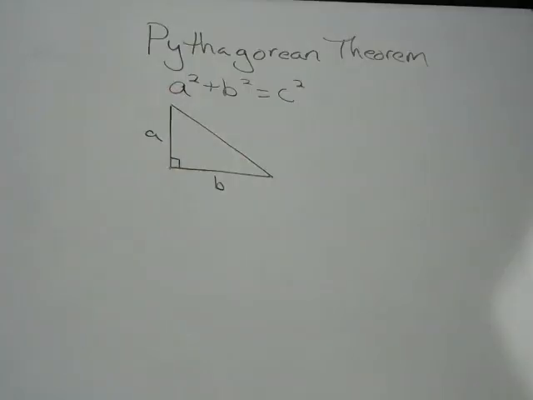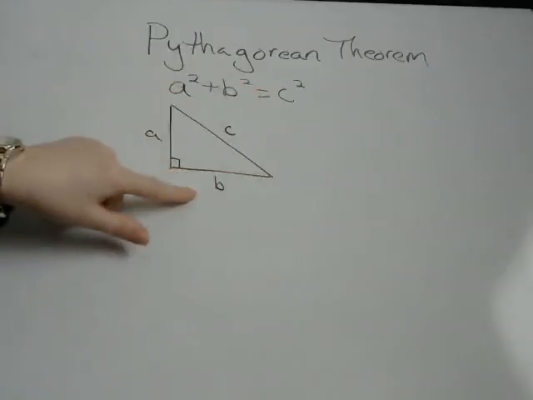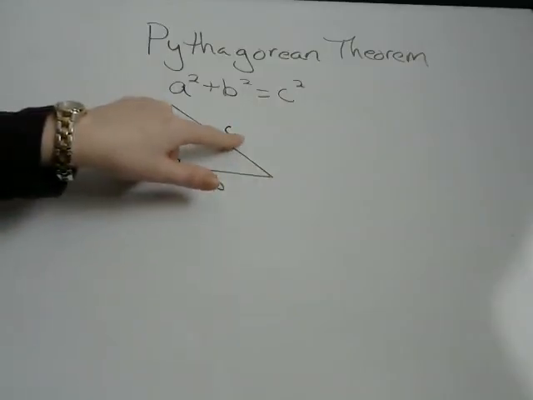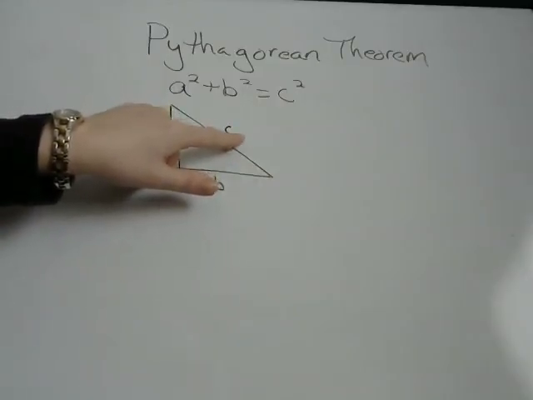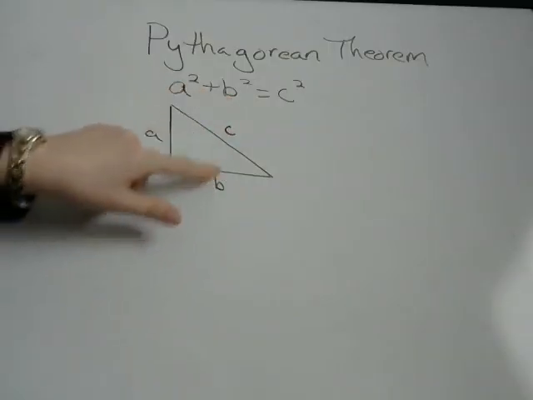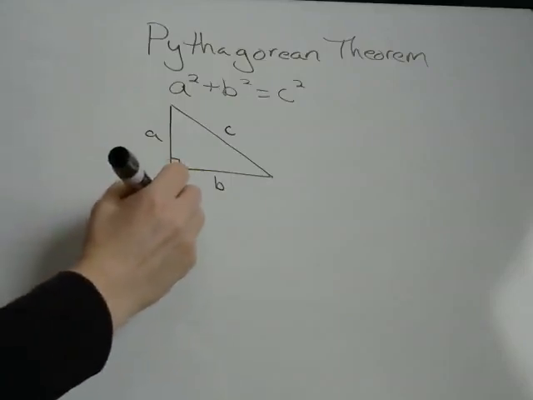The important part is that the slanty side, which is called the hypotenuse, is labeled C. So for the legs that are adjacent to this right angle, A and B, doesn't matter. But the part that's not adjacent to the right angle is called the hypotenuse, and you need to label that as C. So this is this leg, this is this leg, this is the hypotenuse.